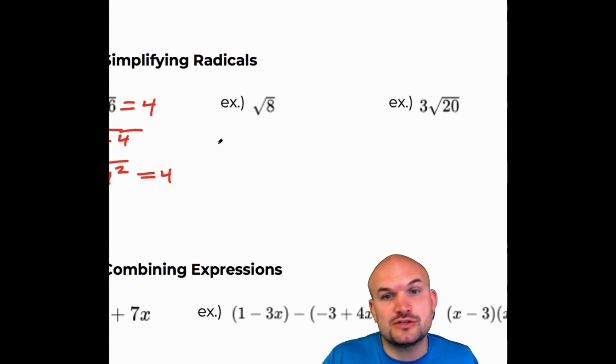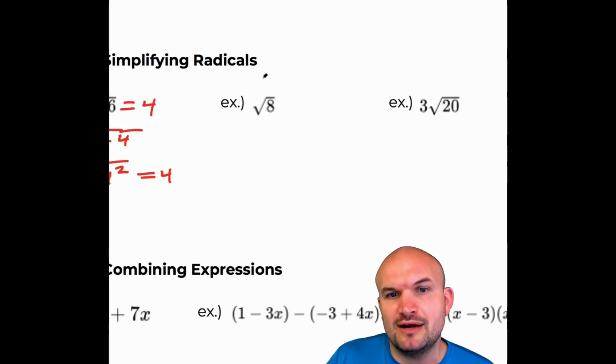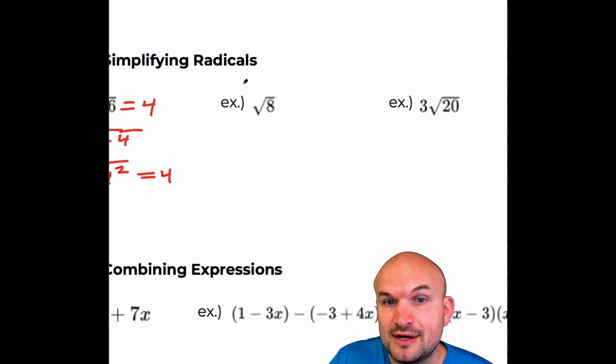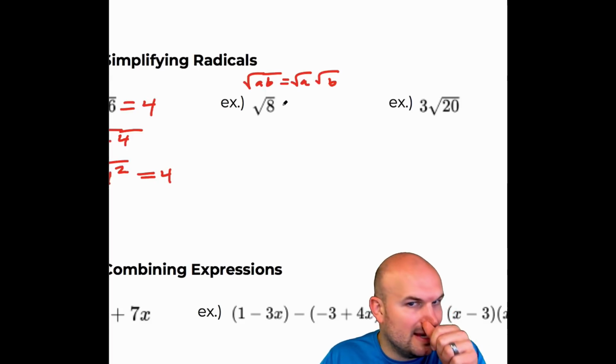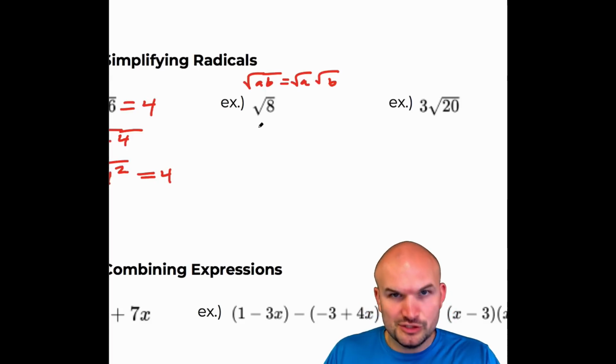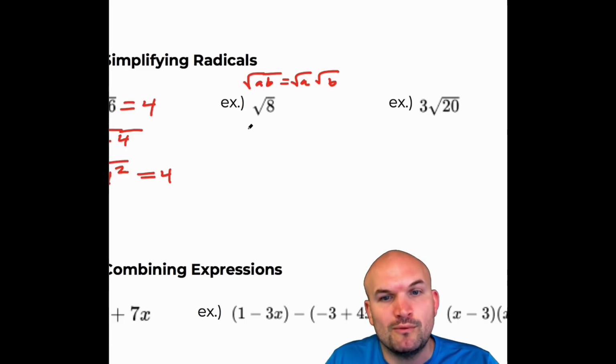Now, the next one is the square root of 8. And for this one, we just want to remember our properties of radicals. And just remember that the square root of a times b is equal to the square root of a times the square root of b. Okay? And the reason why I like to do that, because you could use prime factorization, but that's kind of going a little bit farther back.